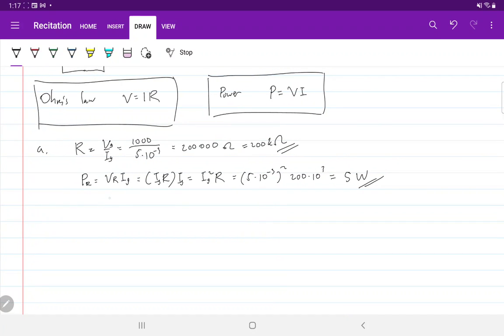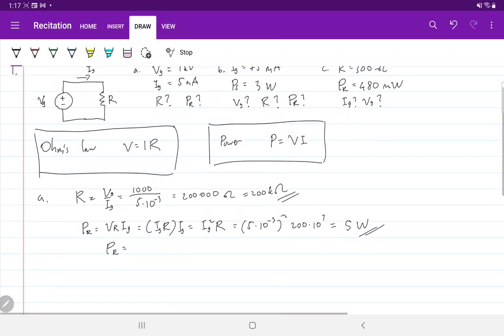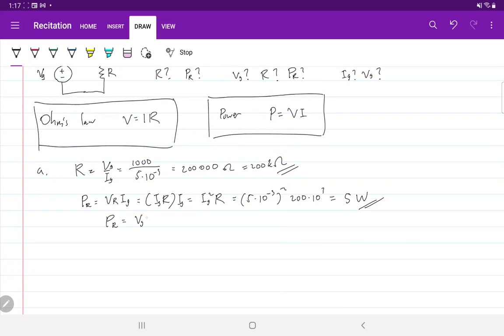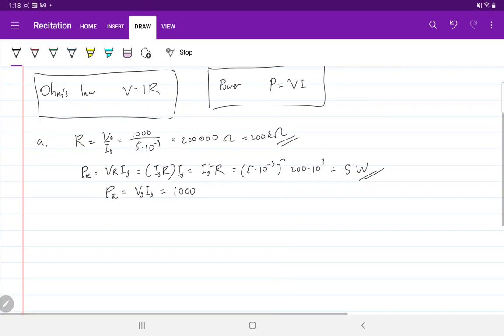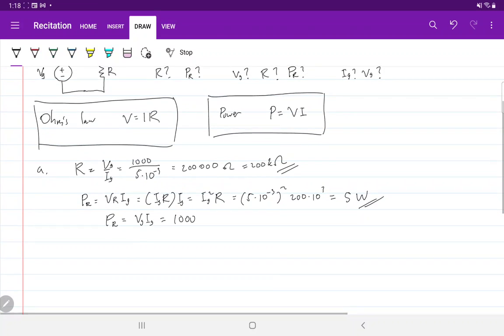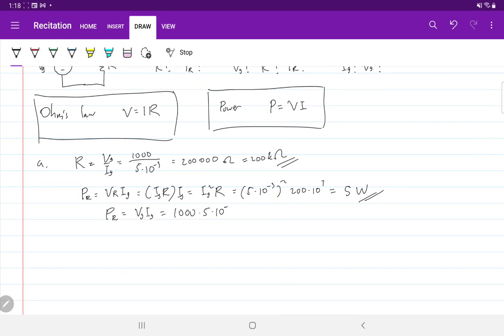Okay, so another way you can compute PR is just VG times IG. Because the voltage on the resistor is the same as the voltage coming from the voltage source, so you just compute VG times IG. So 1000 volts times IG is 5 milliamps, so it gives you the same 5 watts.